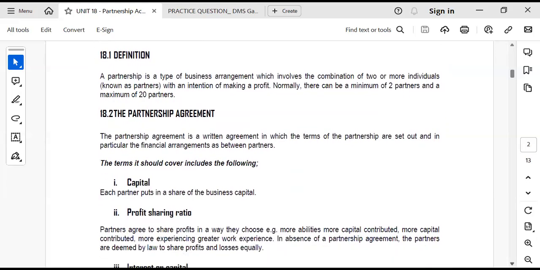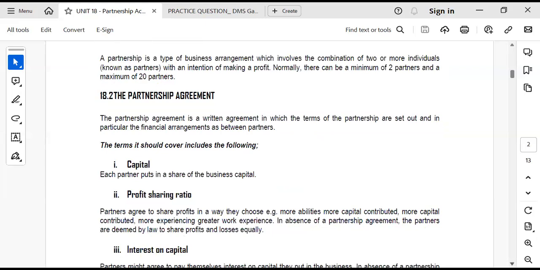So some of the terms the partnership deed will cover include capital, whereby each partner puts in a share of the business capital. If we say we're going to start a business of 50 million, and maybe each of us has decided to bring in 25, it needs to be clearly shown in the partnership agreement that each of us has brought in 25 million. If you've brought in 5 million and your friend has brought in 45, don't wake up and start saying you brought in more. The deed will clearly show how much each partner has contributed.